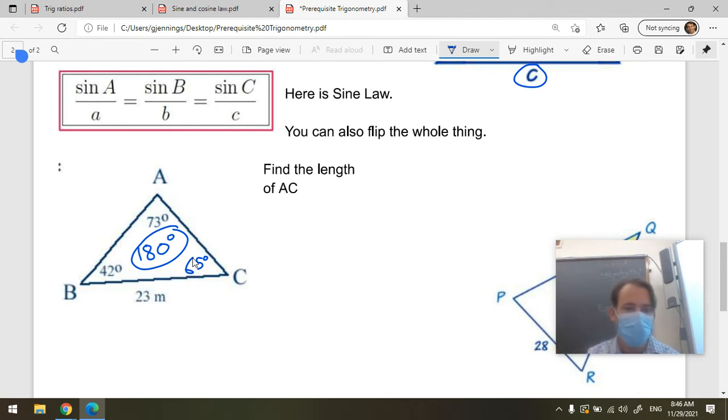Okay, so now we can use sine law here to find this unknown side AC. And so, if I want to know this length of side AC, let's call it side B.